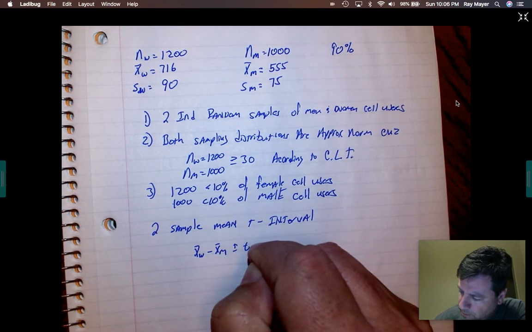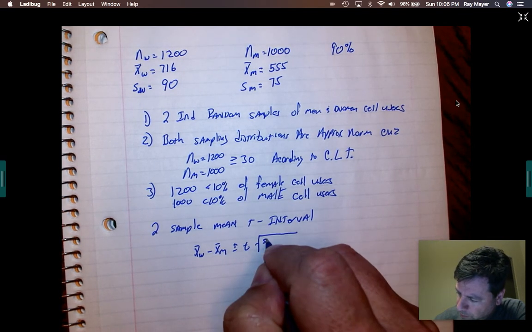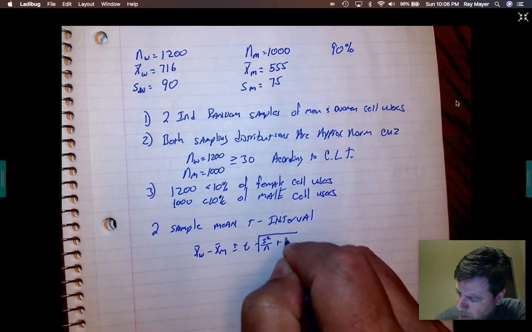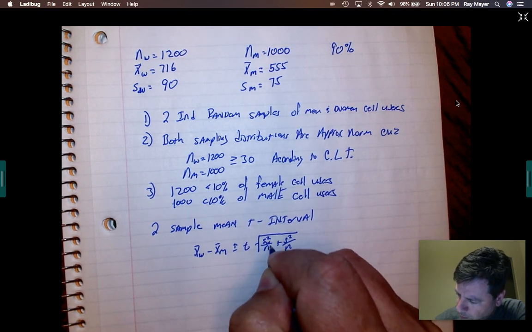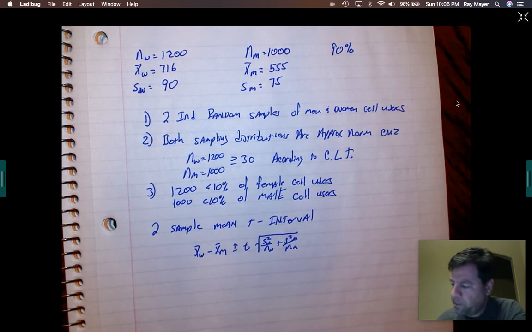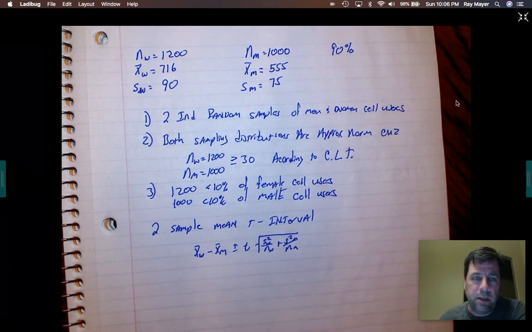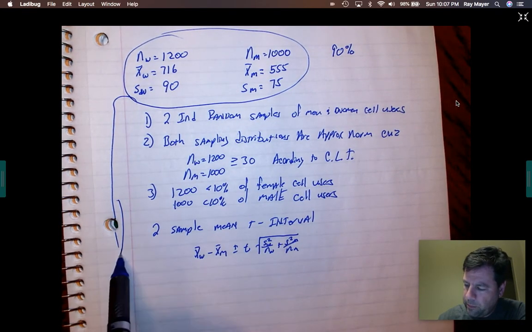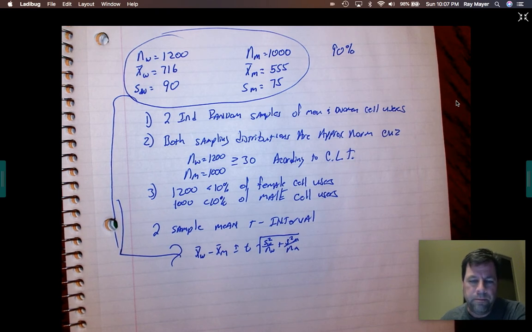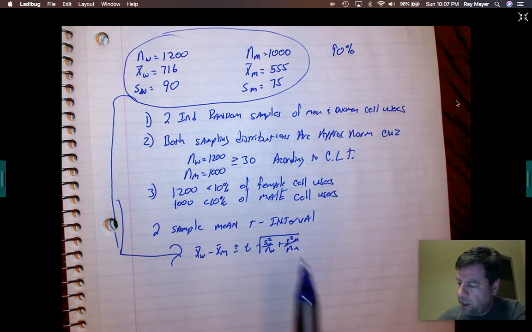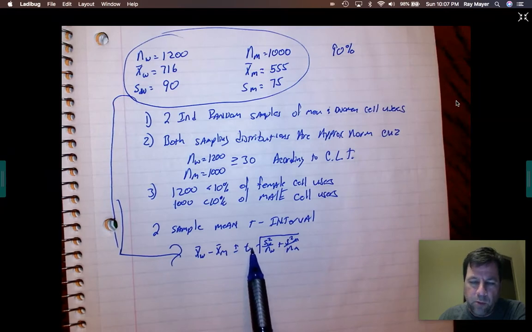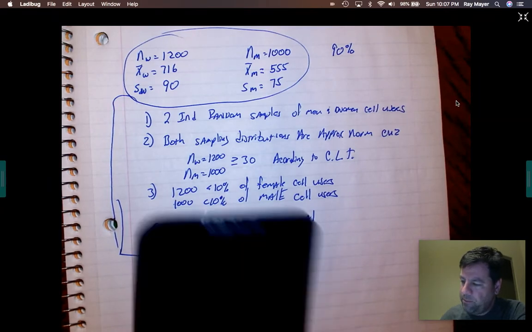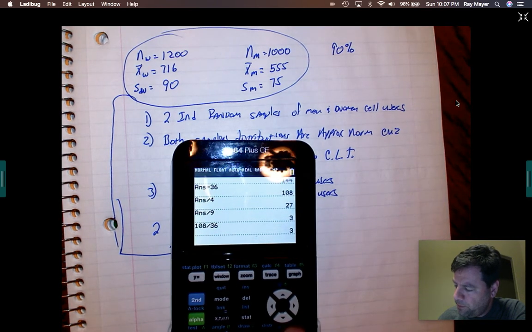Plus or minus t star times the square root of s squared over n plus s squared over n. We'll put women here and men here. All right. And now, I don't need to plug and chug because I have all the stuff written down right here. The one thing I need to do is go ahead and do the calculations in my calculator, because the one thing I don't have is this t star score. And remember, we have to do a little bit of work to find that. So here we go with my calculator.